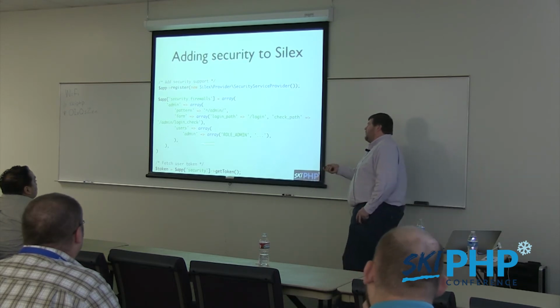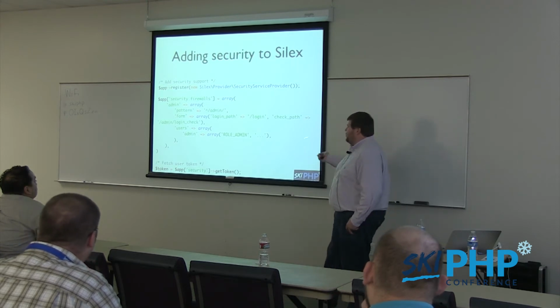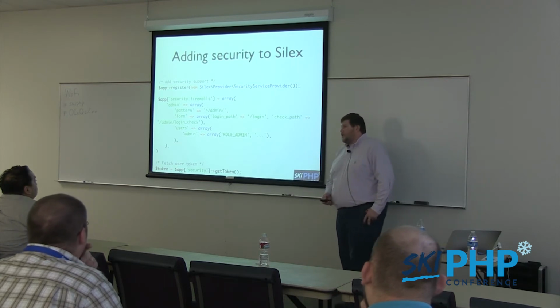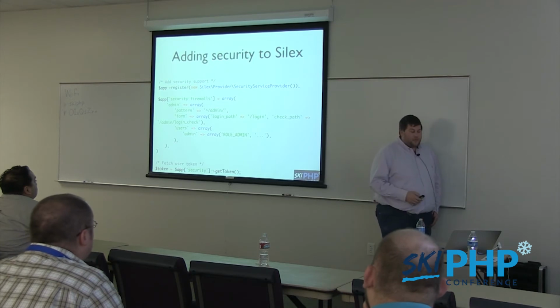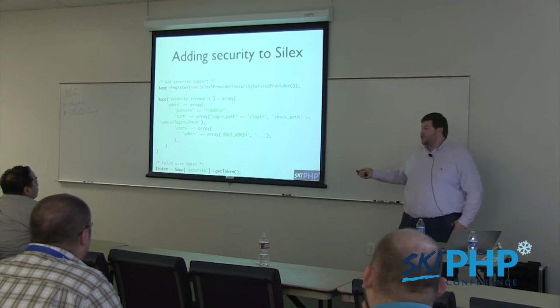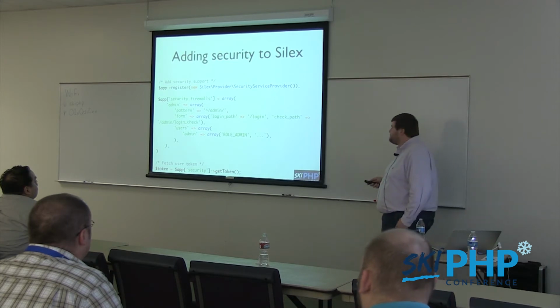So I'm saying I have an admin user with a role admin and then some additional metadata. And the way it works is once you've authenticated, you can simply call app security and get the token, where the token is the user itself, like the user object.